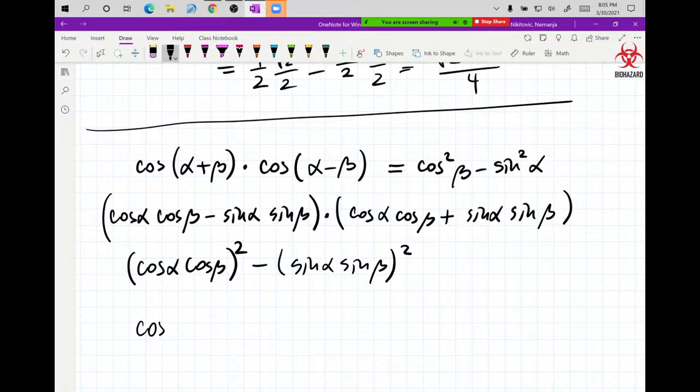We can write this as cosine squared alpha cosine squared beta minus sine squared alpha sine squared beta, but we still can't factor anything, so I don't think we achieved anything there. So on the right hand side, what can we do?